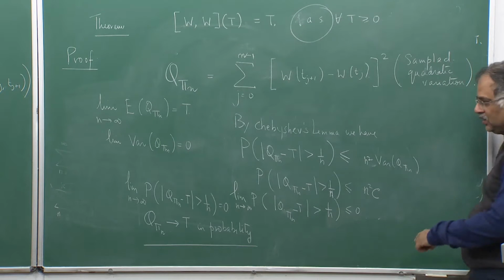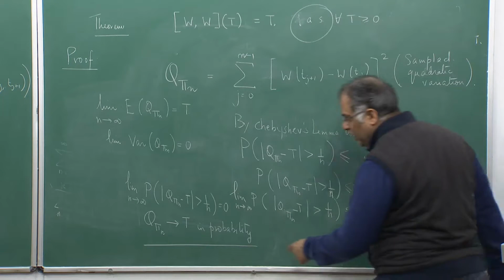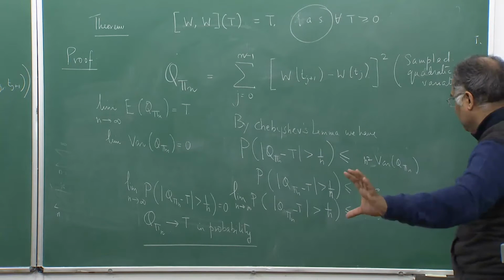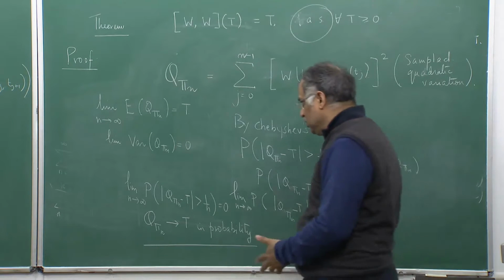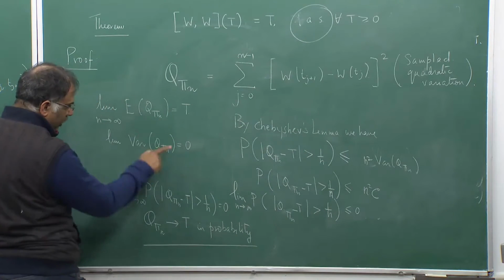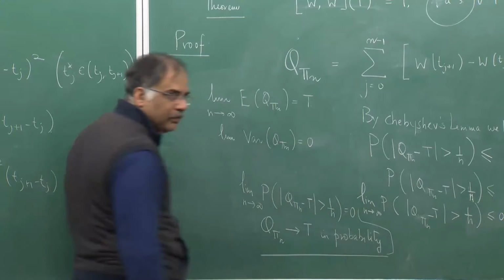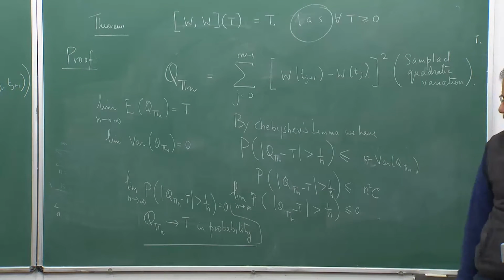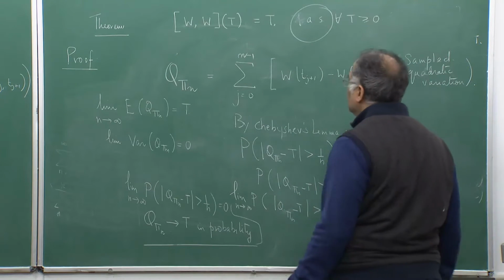Now, we can use some other, more involved techniques to actually show that Q_πn also goes to t almost surely, which we will put up in the notes, on the forum, because that will take too much time to describe. So just by applying Chebyshev's lemma, by noting these notions, we have proved that Q_πn converges to t in probability. What we have to show is that Q_πn converges to t almost surely. This is quite involved, which we will not do in the lecture, but we will describe it in the class.